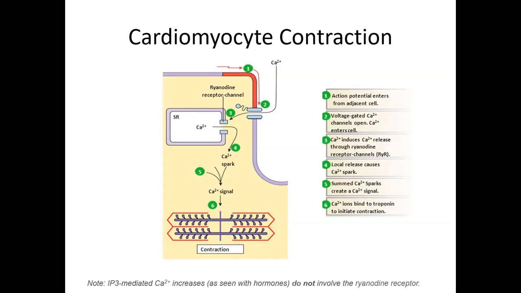After contraction, before I move on, as I alluded to before, we don't always need voltage for this to happen. There are certain hormones that involve other second messenger systems, for instance, IP3 mediated, and you don't have to know IP3. But these other mechanisms will not involve the ryanodine receptor in order to have this muscle cell contract.